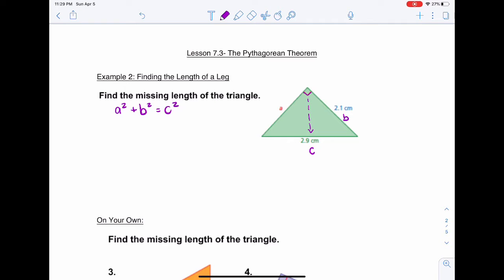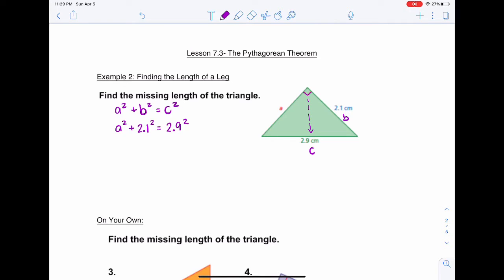Now, aquí va a ser diferente. Voy a poner los lados que tengo. So I don't have side A, so I'm just going to write A squared. Side B is 2.1, so 2.1 squared. And now side C is 2.9 squared.